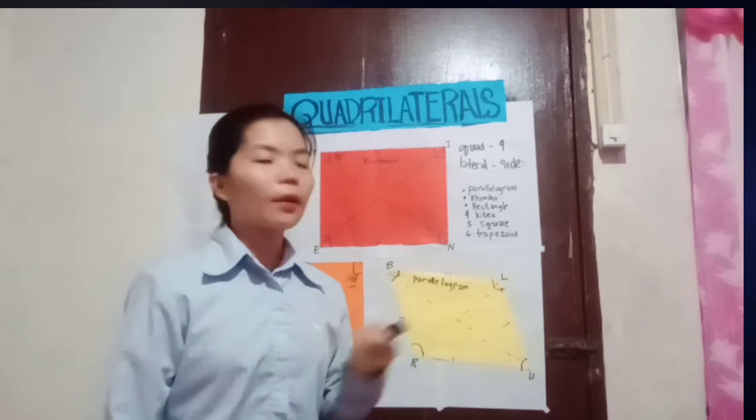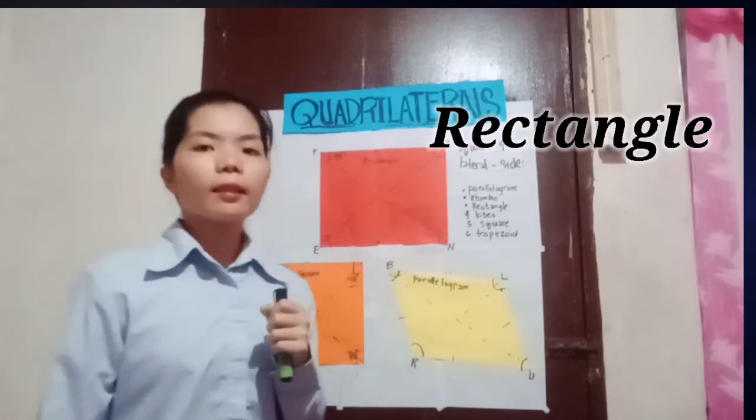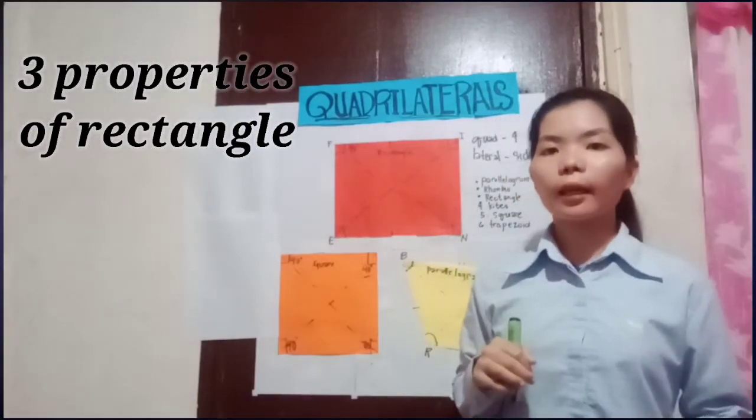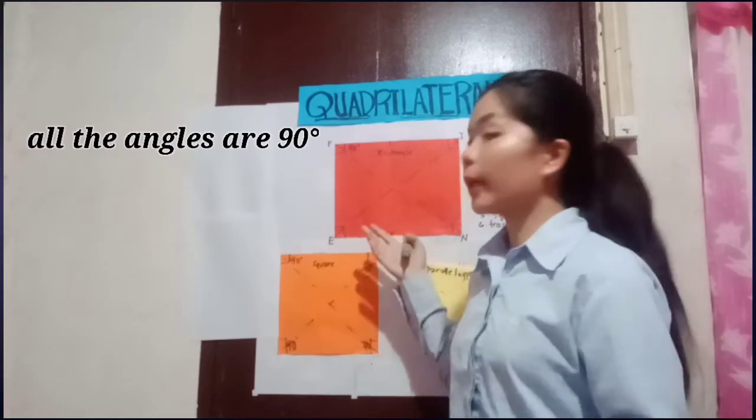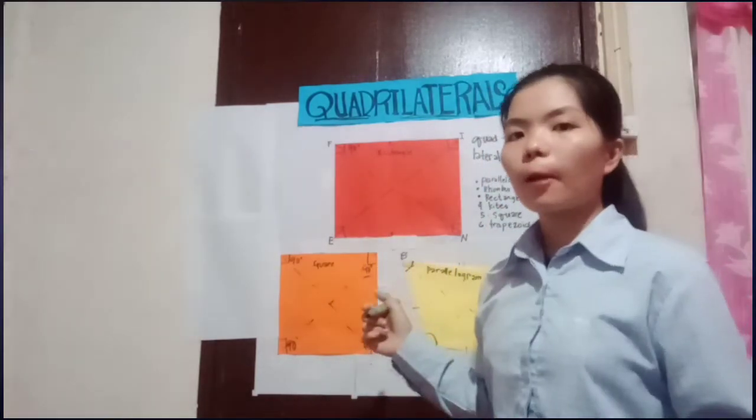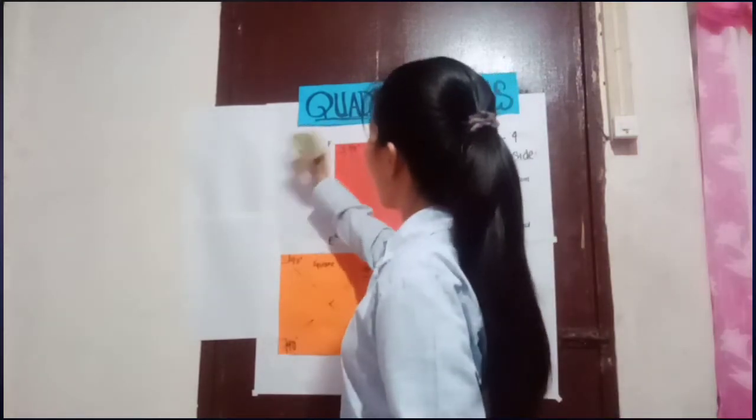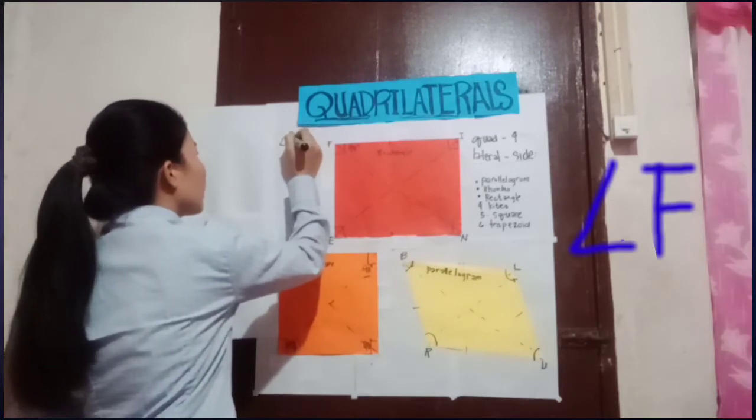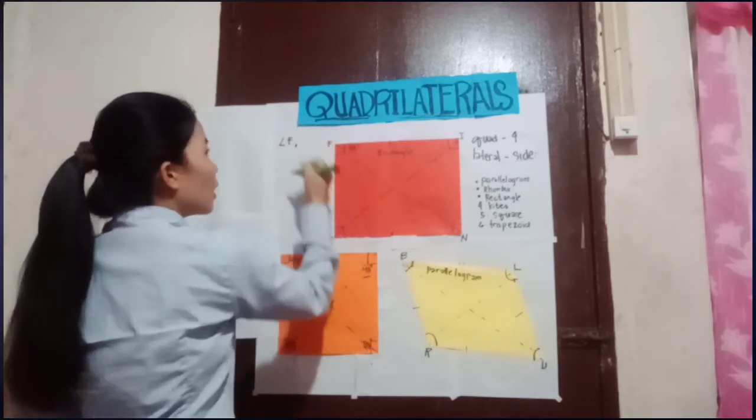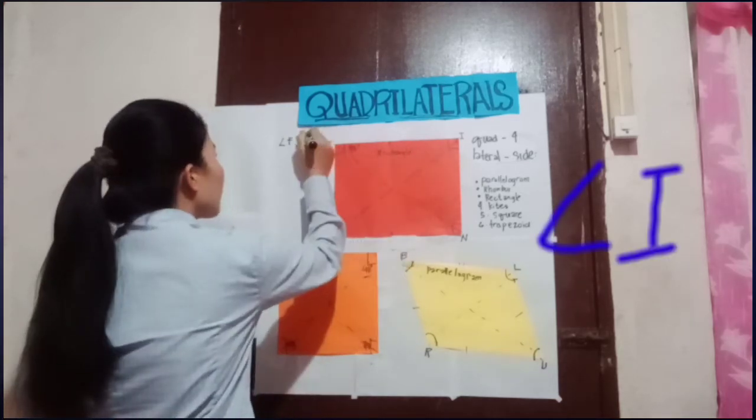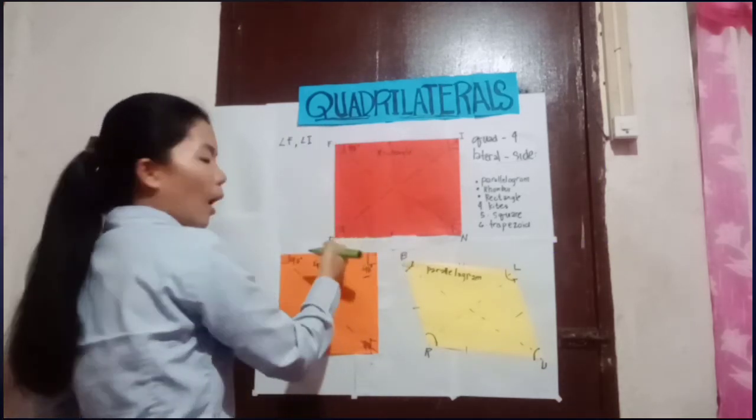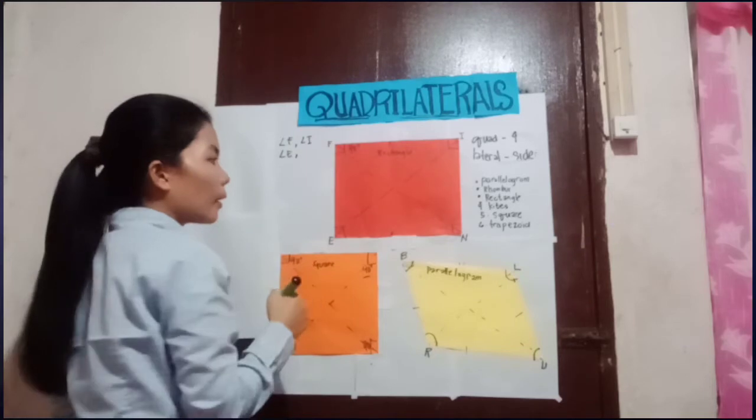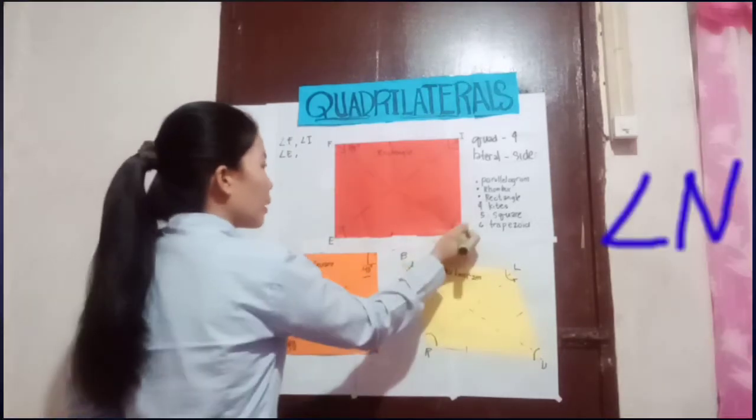First figure is rectangle. A rectangle is a quadrilateral with 4 right angles. We have 3 properties of a rectangle. First, all the angles of a rectangle are 90 degrees. The angles are angle F, angle I, angle E, and last is angle N.